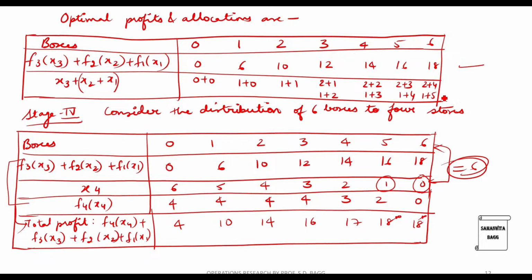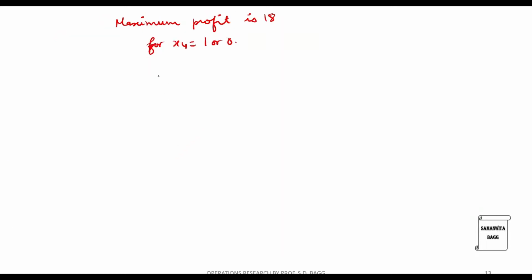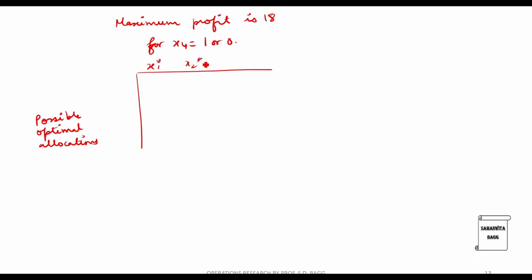When you trace back to this table, you can see the maximum value over here is 18. When I have this maximum value as 18, here the value of x3 is either 2 or 1. So I figured out x4 is 1, 0. From here I figure out x3 is 2 or 1 from here. So let me write down a table now where I'll write down the possible optimal allocations. There are few of them possible. First I'll write out the value of x1, x2, x3 and x4.